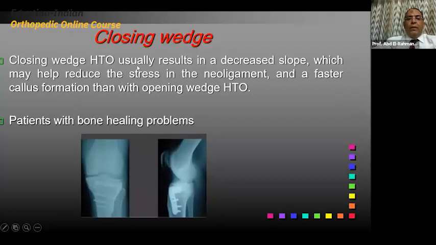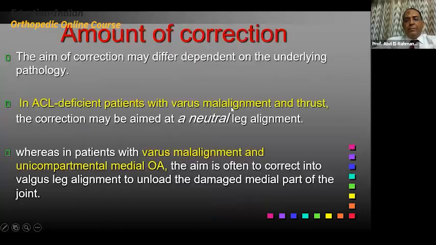Closing wedge high tibial osteotomy usually results in decreased slope, but it helps reduce the stress in the new alignment and gives faster callus formation than with opening wedge high tibial osteotomy. And so we can use it in patients with poor bone healing.